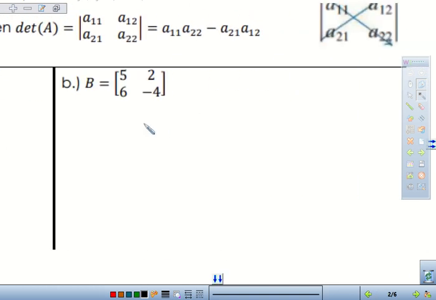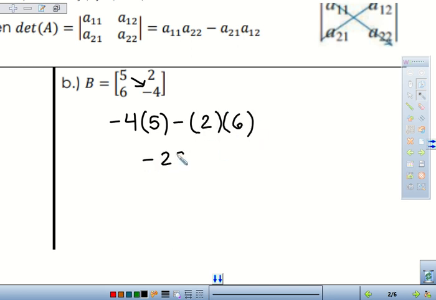One more just to make sure we have a good idea of what to do. So it's going to be 5 times negative 4 minus 2 times 6. So that's negative 20 minus 12, which is what? Negative 32. That would be our determinant. So does everybody see how to find the determinant and feel pretty good about it? All right, perfect.